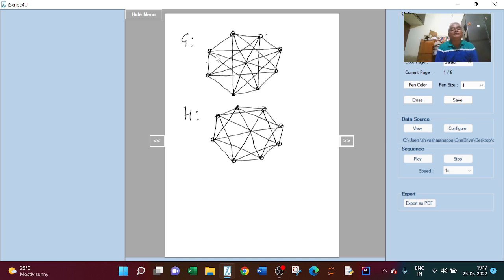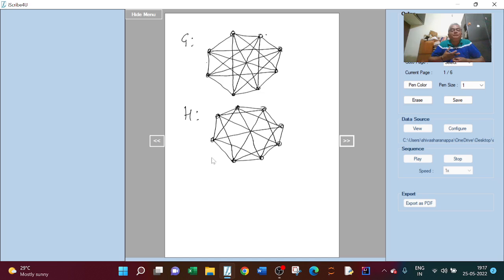And the degree of each vertex in G is 5. Here also the degree of each vertex is 5. That means the number of vertices in G is the same as the number of vertices in H. The number of edges in G is the same as the number of edges in H. And the degree of each vertex is the same. That is, both are 5-regular graphs.